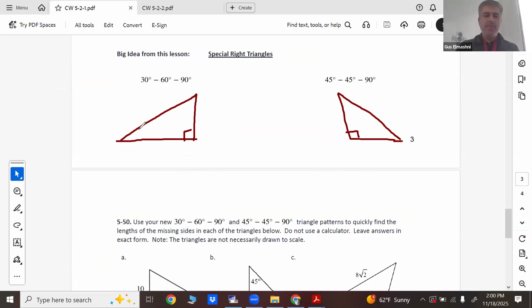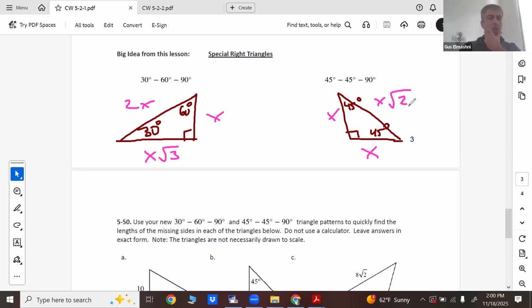So we'll say this is 30 degrees. Therefore, that's 60 degrees. We'll say this is 45 degrees. Therefore, we have another 45 degrees, right? Okay. Here's how we could generalize it. x, 2x, x root 3. And x, x, x root 2. So those are called the special right triangles.